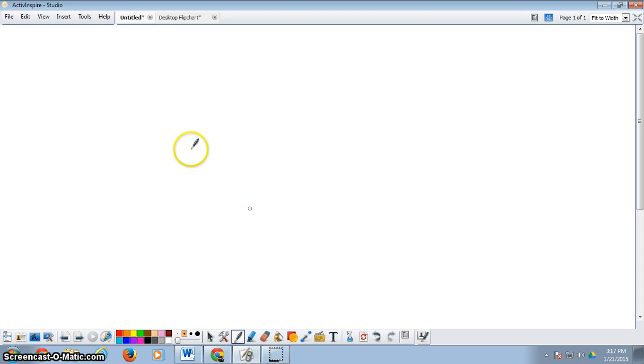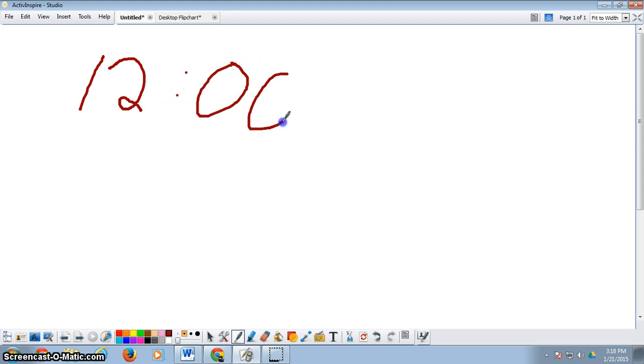So if we take a look at February, what we're going to do is we're going to start with 12 noon. And what we're going to do is we're going to subtract our sunrise from that. So our sunrise for February 21st is 6:52. And this is going off of the worksheet that we did in class.